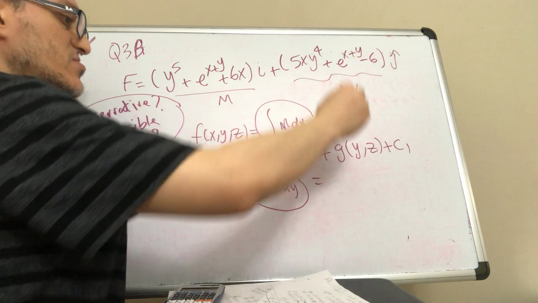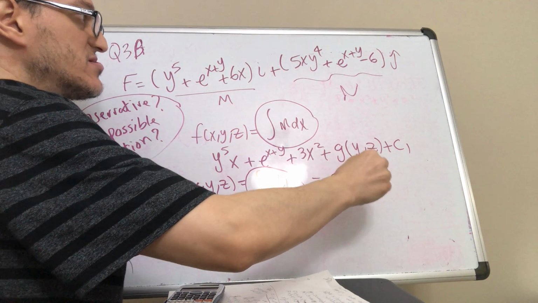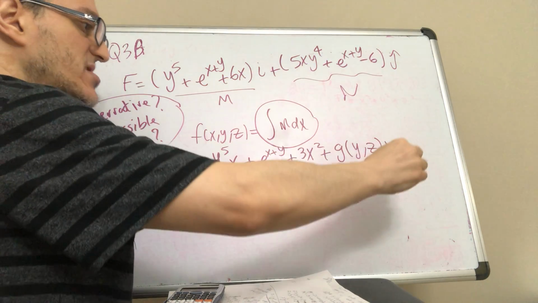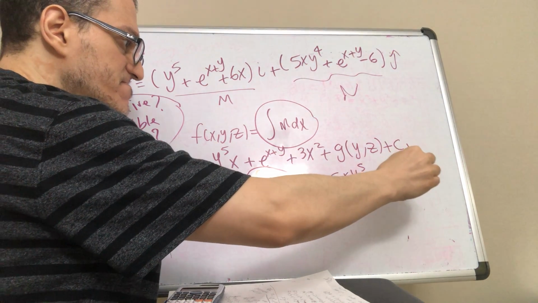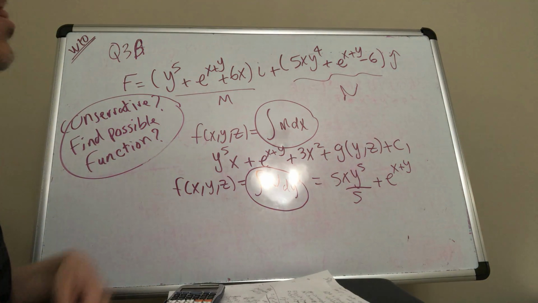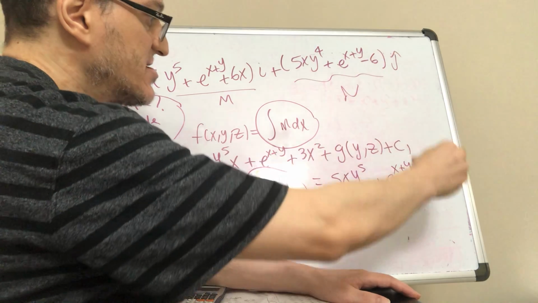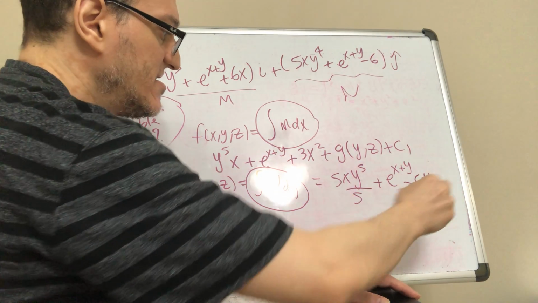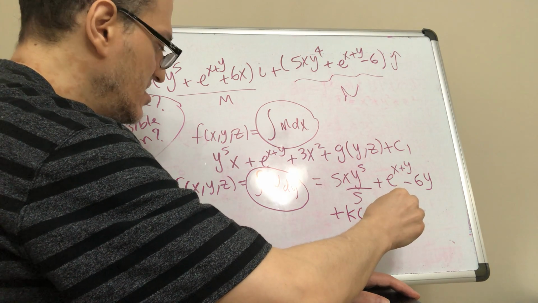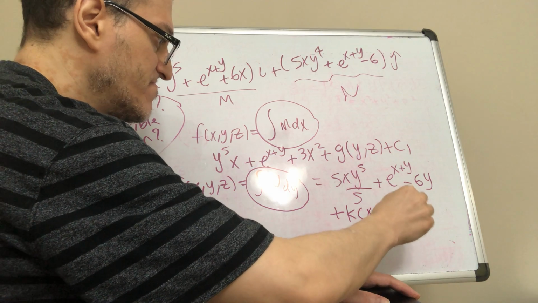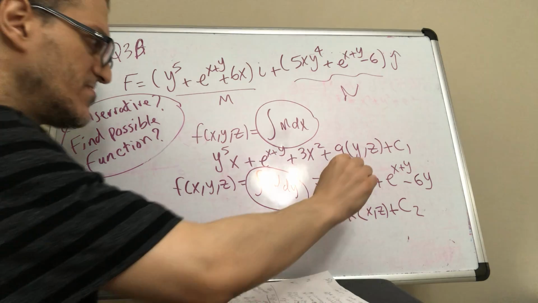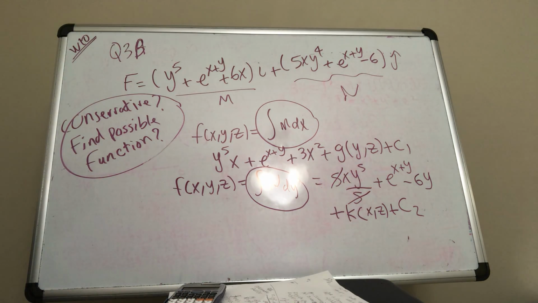Integrating this with respect to y would be 5xy to the power 5 over 5. Integrating this with respect to y would be itself over the y coefficient, which is 1. And the integration of negative 6 would be negative 6y plus a possible function k in terms of x and z plus a constant. Of course, the 5 and the 5 cancel out.